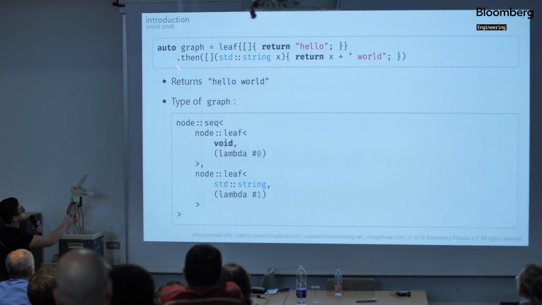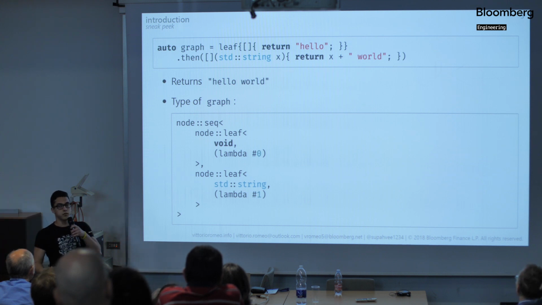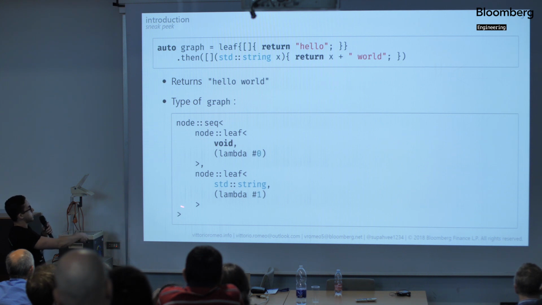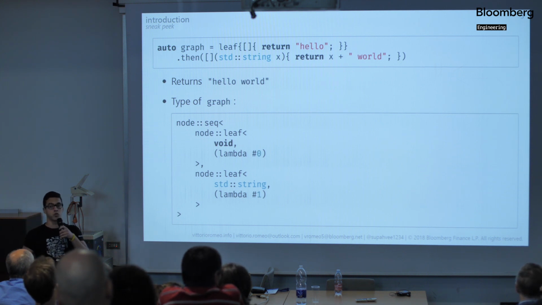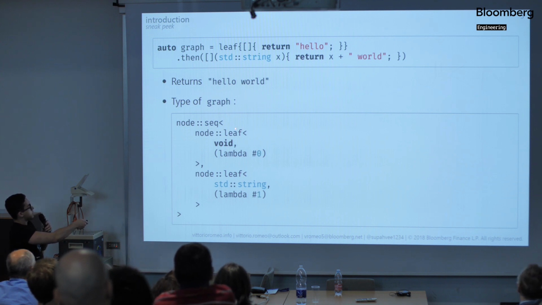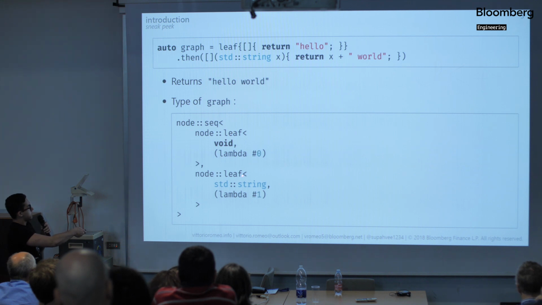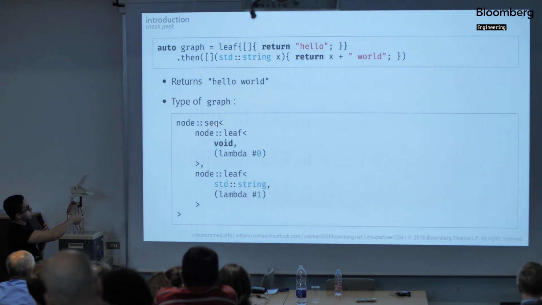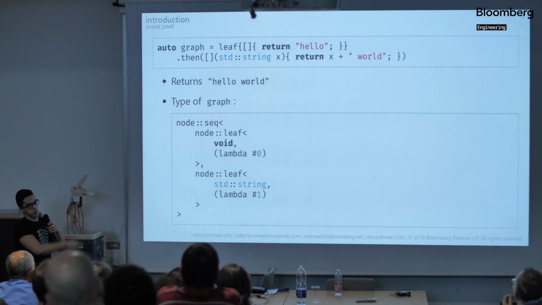Now, the cool thing about this is that you can see I'm using auto here, so the type is being deduced, and the type is not something like std::future, but it's this giant template thing that encodes the entire information about the future graph as part of the type system. So as you can see here, the first leaf over here is something that takes nothing, so it takes void as an input, and has the lambda as its execution. And the second one is a leaf that takes a string and then has another lambda as its execution. And they are composed together by this node seq here, which stands for sequential, which means that after the first node is completed, we will execute the second one. And this is all part of the type.